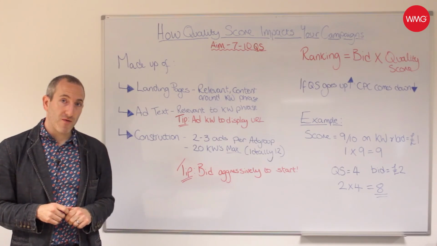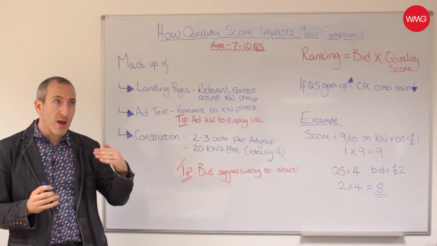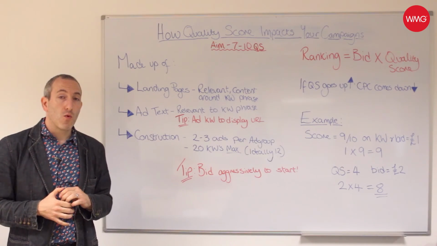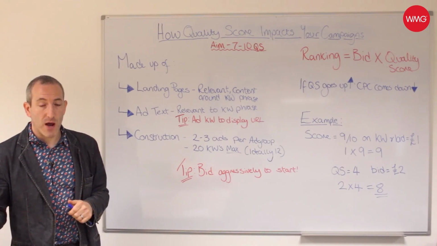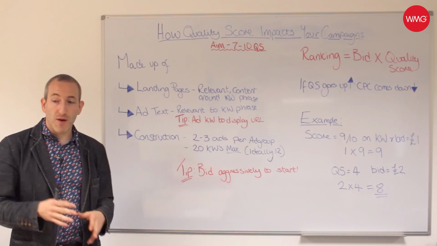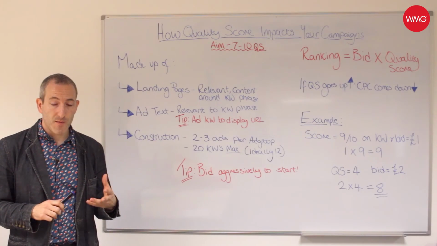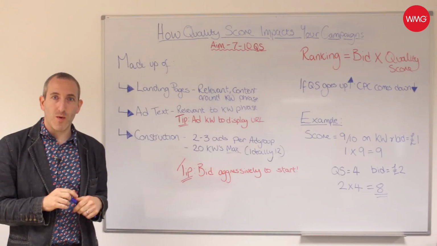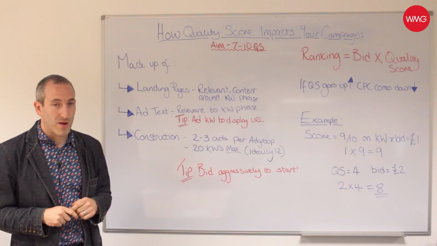So if you bid aggressively, what that means is you get yourself into the top positions in the page, and your click-through rate will be much higher than on the right-hand side. Now, click-through rate is basically the number of times your ad is shown, which are impressions, versus the number of times it's clicked on, which are clicks. And if you can get a higher click-through rate because your ad's more relevant and you're also at the top of the page, Google will give you a higher quality score.